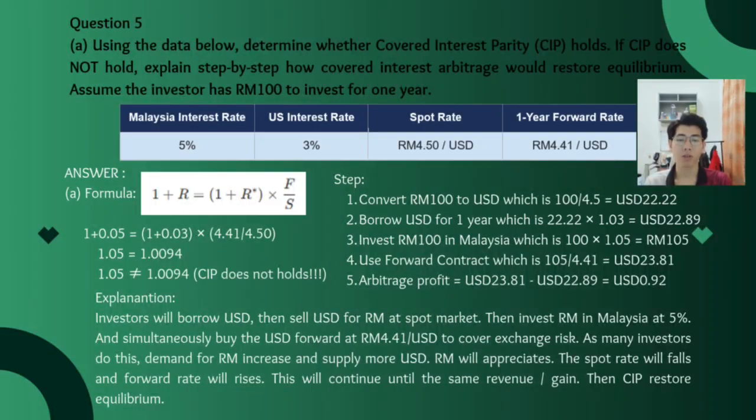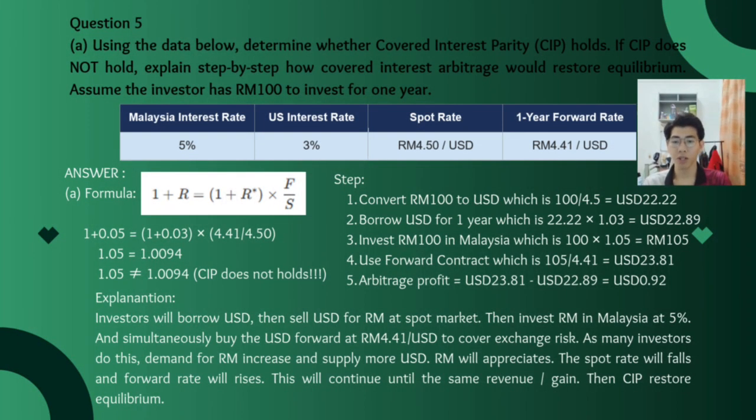Step 3. Invest RM 100 in Malaysia, which is 100 times 1.05 equals 105 ringgit. Step 4. Use the forward contract, which is 105 over 4.41 equals 23.81 USD. Step 5. Arbitrage profit equals 23.81 USD minus 22.89 USD equals 0.92 USD.